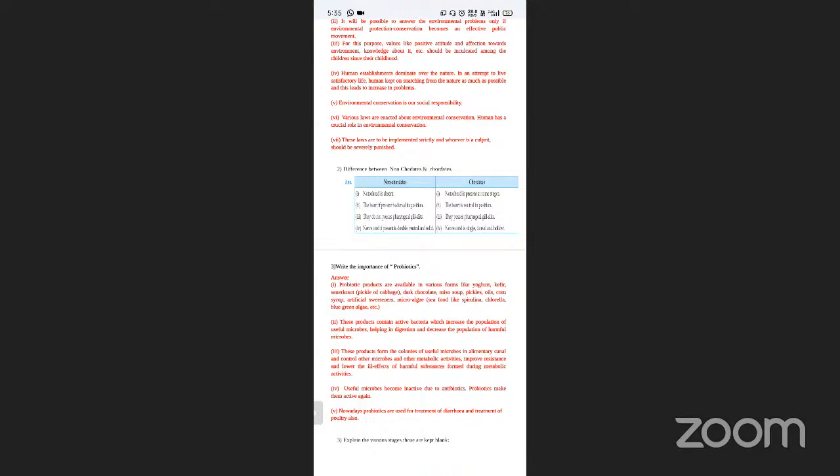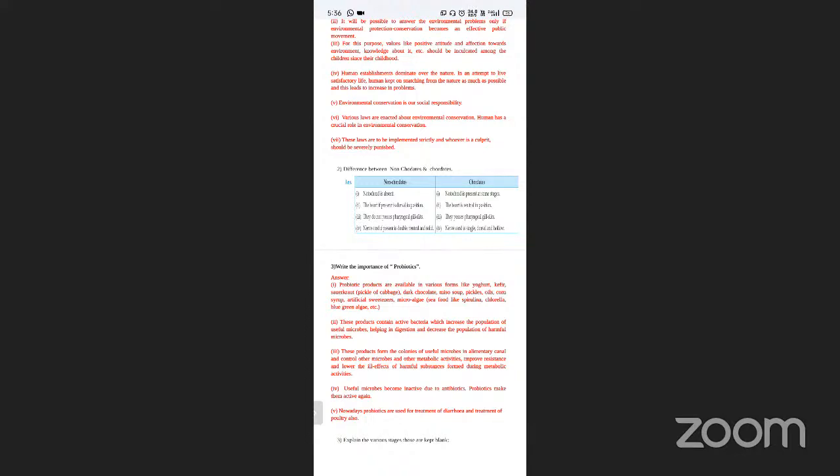Then fourth point, nerve cord, if present, is double, ventral, and solid in case of non-chordates. And in chordates, nerve cord is single, dorsal, and hollow. So these are the basic 4 points you need to remember for writing the difference between non-chordates and chordates. Once again, I'll repeat.